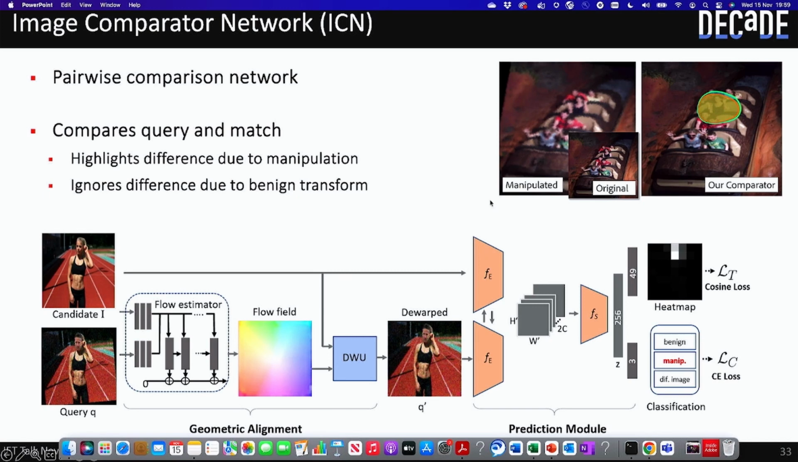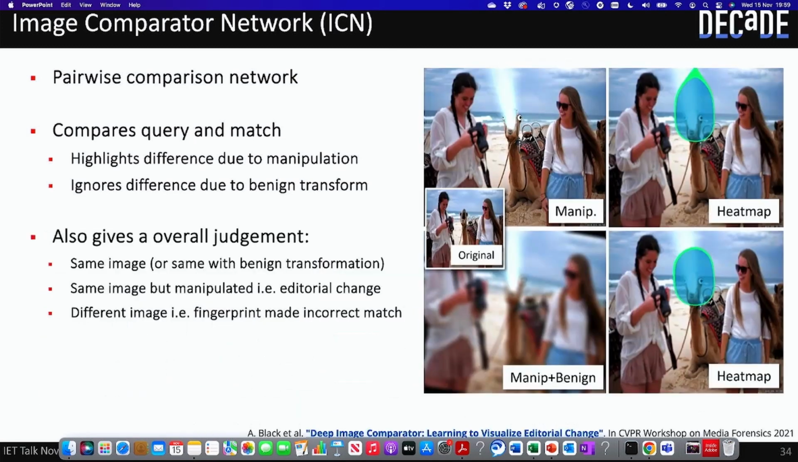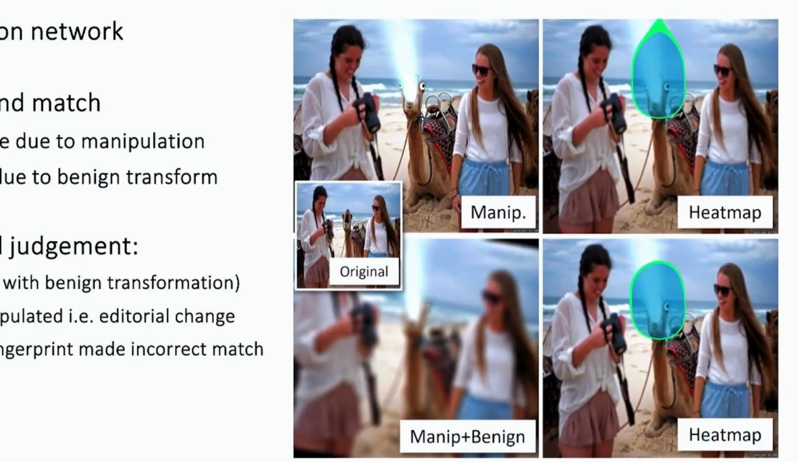How do we do this? We built a network called an image comparator network. It's another form of AI network that basically performs an intelligent visual differencing of the image. It compares the query image that we've done the fingerprint match with the matches that have been turned up via this large-scale visual search. And it highlights the differences that are due to manipulation, to editorial change, but it ignores any differences that are there due to non-editorial changes, renditions like warps or rotations or blurs and these sorts of things.